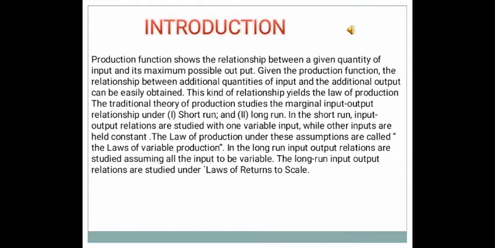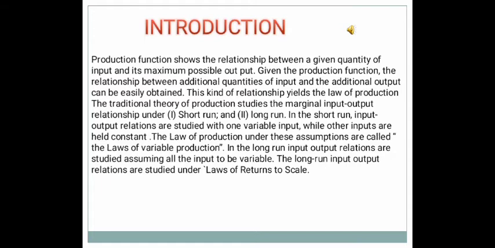Introduction. Production functions show the relationship between a given quantity of input and its maximum possible output. Given the production function, the relationship between additional quantities of input and additional output can be easily obtained. This kind of relationship is called the law of production. The traditional theory of production studies the managerial input-output relationship under short run and long run.